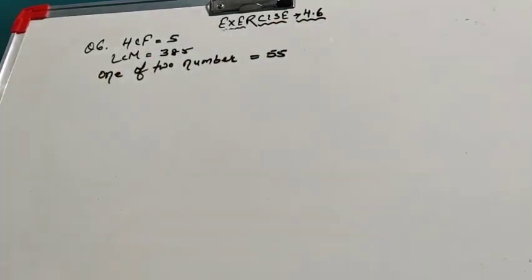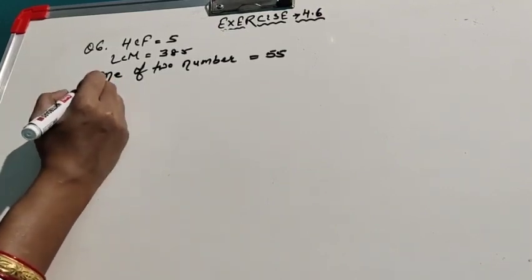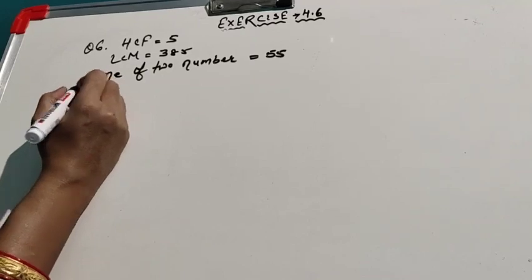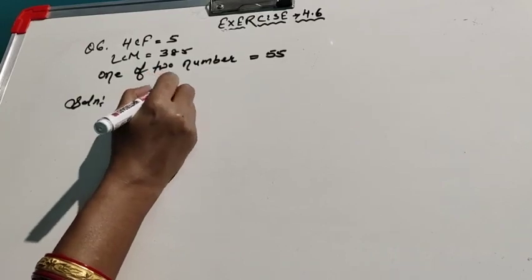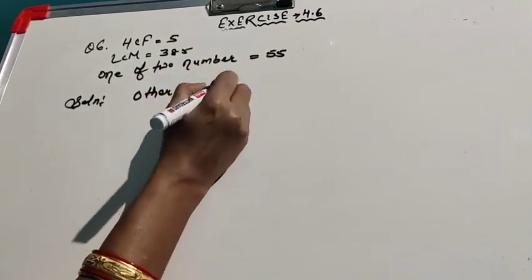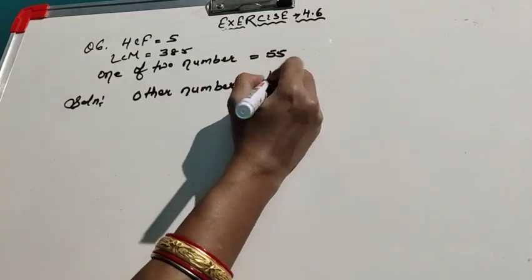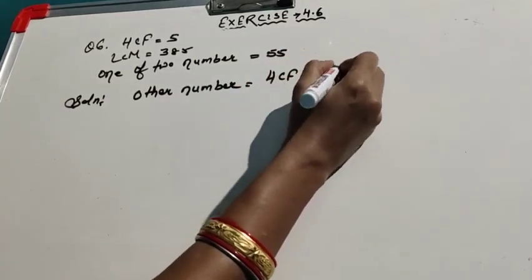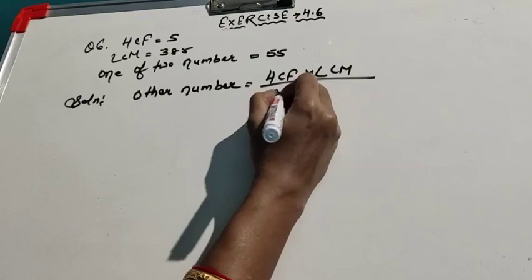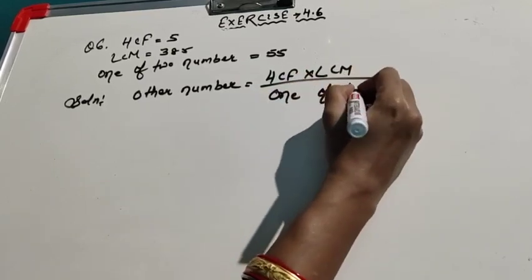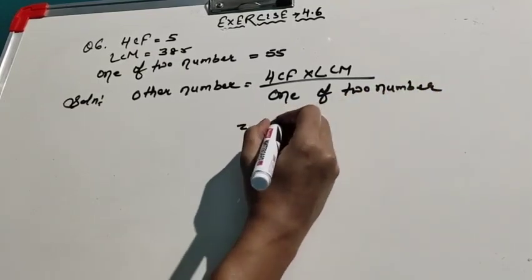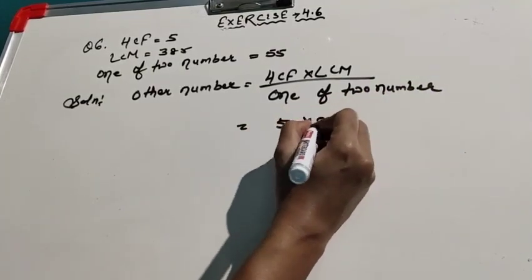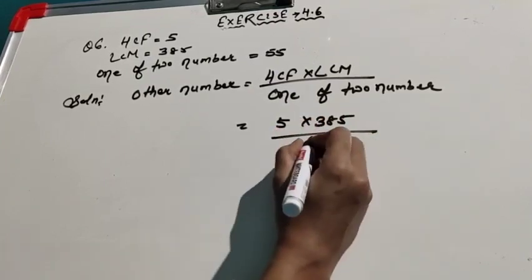So you have to write here the formula which is given on page number 51. We will find the other number. The other number is equal to HCF multiply LCM by one of the two numbers. Clear? HCF is given 5, multiply with 385 by 55.